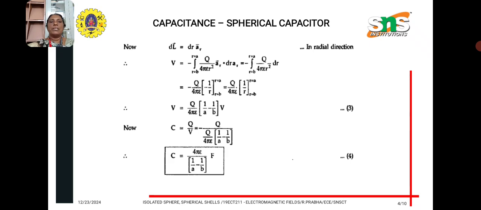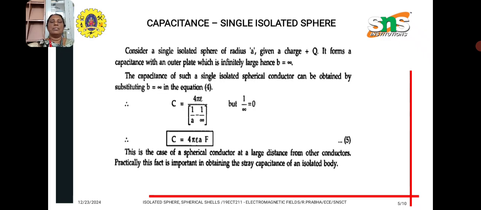So now the capacitance can be easily calculated from the formula of total charge by total potential difference, Q by V. So Q by Q by 4 pi epsilon times 1 by a minus 1 by b, and Q gets cancelled in both numerator and denominator. So the final expression for the capacitance is given by 4 pi epsilon divided by 1 by a minus 1 by b farads.